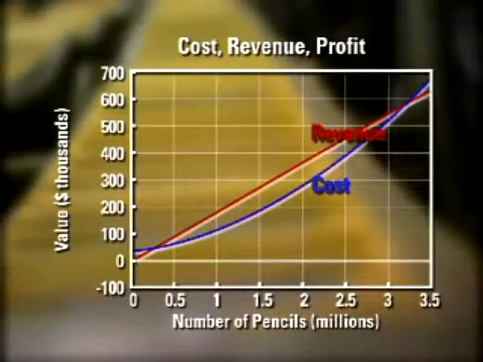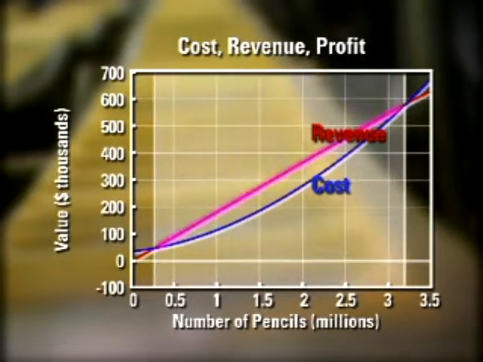Here's a graph of these functions. Notice that the revenue exceeds the cost for a range of values for Q between about 250,000 and a little over 3 million. That's when the company makes a profit.